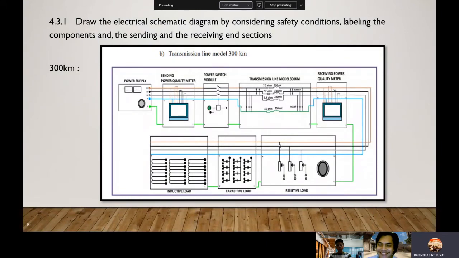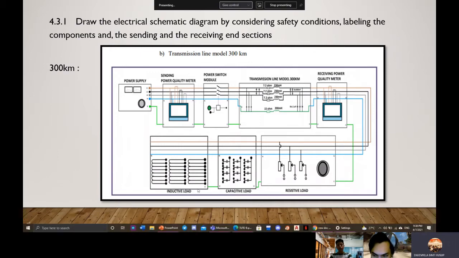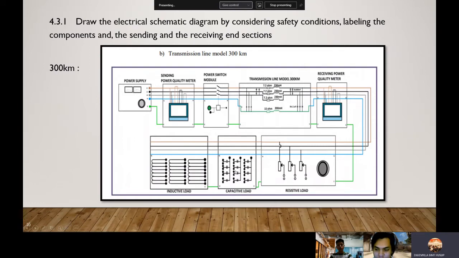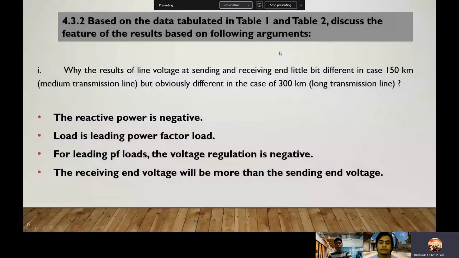Okay, so for the second schematic diagram, this is the transmission line model for 300 kilometers. It's the same diagram as before. This is the inductive load, capacitive load, and resistive load. This is the ground, and this is the power supply. Okay, based on the data we got from the experiment for table 1 and table 2.